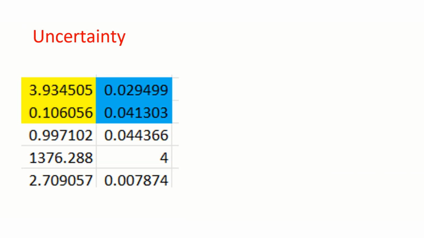Okay, there's that table again. I've just cut that from my Excel spreadsheet. And really, we're going to work with this one here. This is all about our gradient there. Gradient there is 3.934505. And the uncertainty in that gradient, so basically how unsure we are of that gradient, is 0.106.